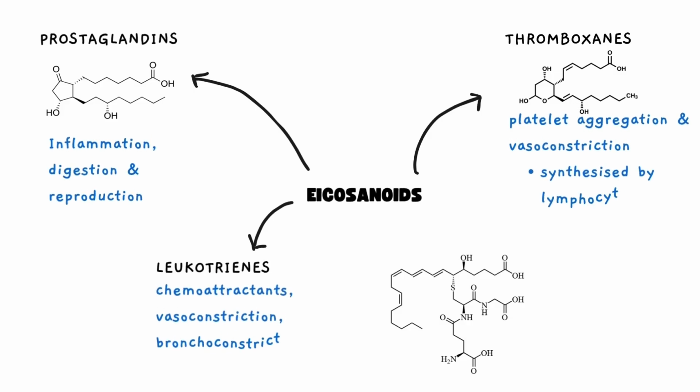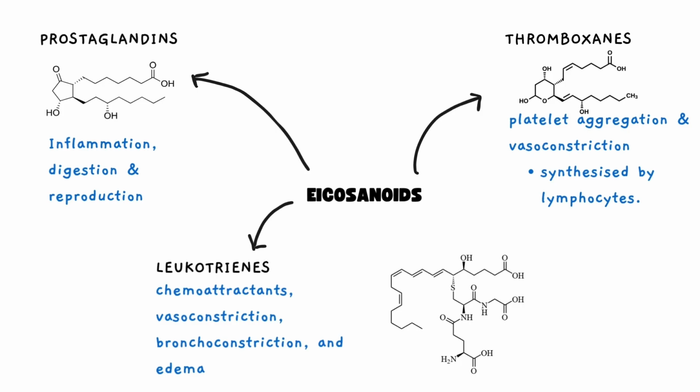So eicosanoids are of three types, most commonly. They are prostaglandins, thromboxanes, and leukotrienes. So you need to know a few features of the structures of these eicosanoids and their roles in the body. You might be familiar with thromboxanes from biology. So thromboxanes are involved in platelet aggregation and vasoconstriction, and they are generally synthesized by lymphocytes. Now, the key structural feature in thromboxanes is the cyclic ether, which you can see.